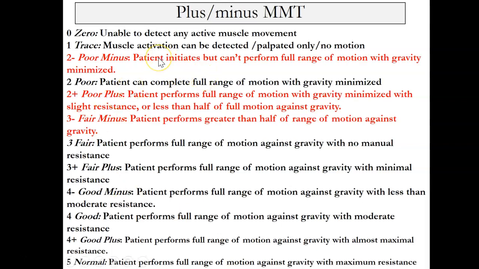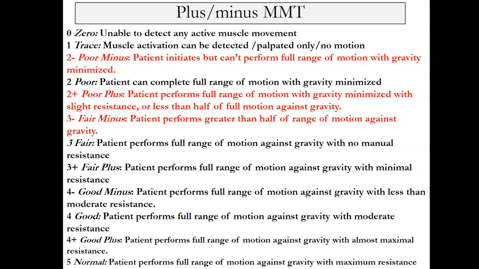And there's a lot of different parts to plus minus. The only parts you need to know for the midterm and the latter practicums are what's in red. 2 minus, 2 plus, 3 minus. These are kind of like for those measures that are in between. So 2 minus, which is called poor minus.